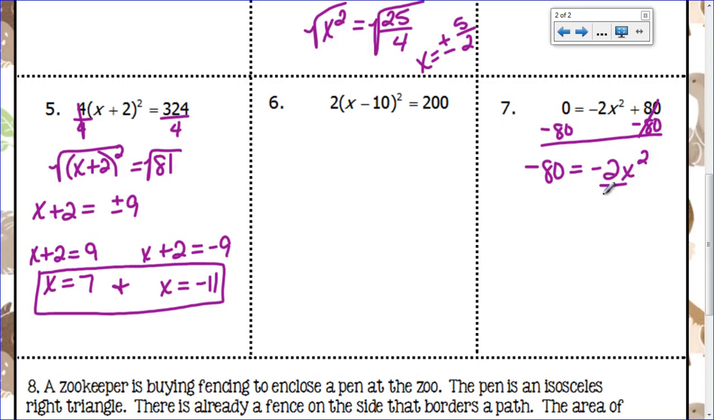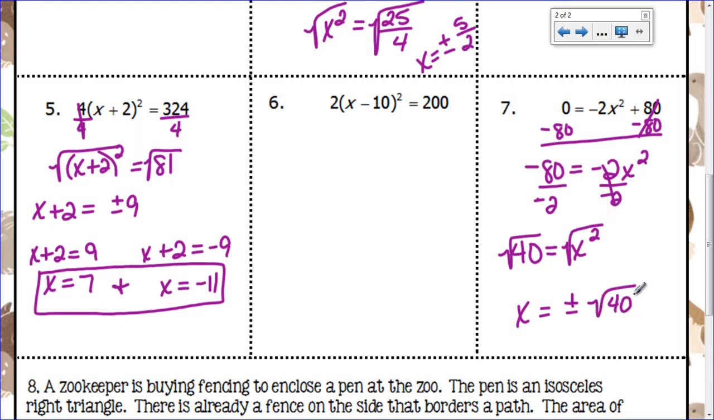And so now I'm going to have to divide by negative 2. And when I do negative 80 divided by negative 2, I get 40. Positive 40 is equal to x squared. Well, now when I take the square root of both sides, 40 is not a perfect square. If I take the square root of 40, I'm going to get some weird decimal. And so I'm going to leave it as the square root of 40, and what I'm going to write is that x is equal to plus or minus the square root of 40.